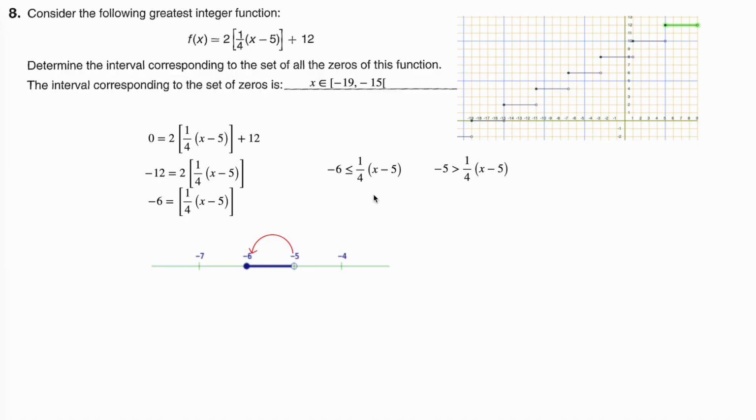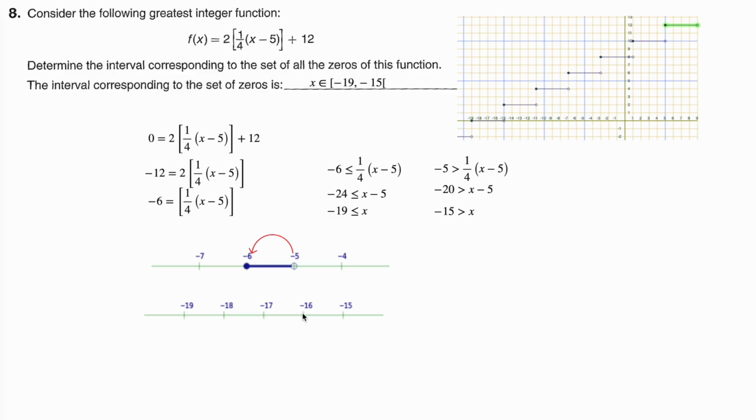I'm going to solve these two inequalities. I'm going to multiply both sides by 4. That gives me negative 24 is less than or equal to x minus 5. Add 5 to both sides. That gives me negative 19, so x is greater than or equal to negative 19. Then over here, multiply by 4. That gives me negative 20 is greater than x minus 5. Add 5 to both sides. That gives me negative 15 is greater than x, or x is less than negative 15.